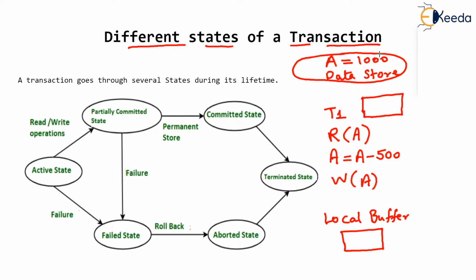Now for explaining the states I have drawn this graph and I have written a very simple transaction. Just check. This T1 is the transaction which has hardly 3 lines. It reads the value of A, which is written as RA. Then it decreases the value of A by 500, A equal to A minus 500. And then it writes the value of A, WA has been written.